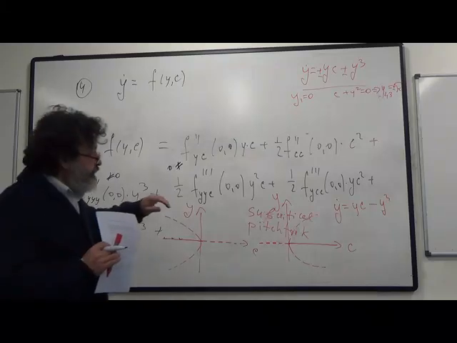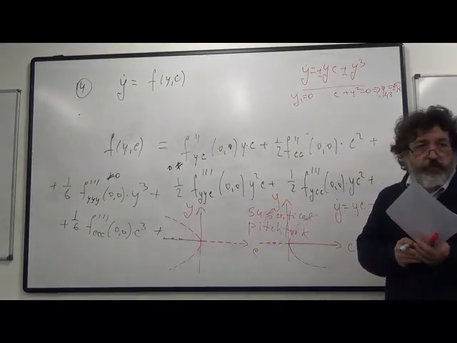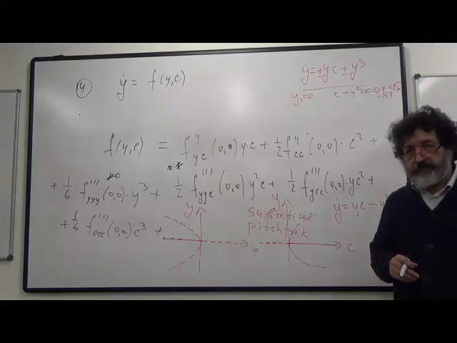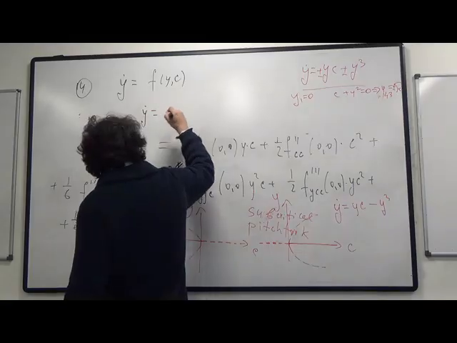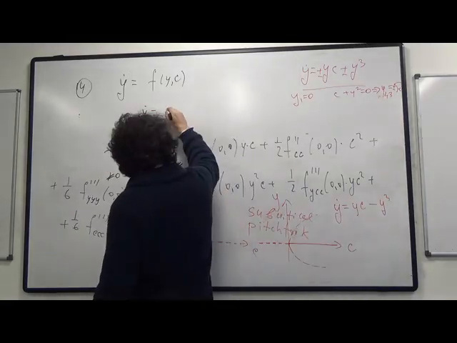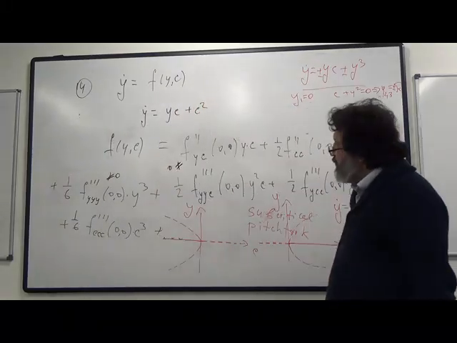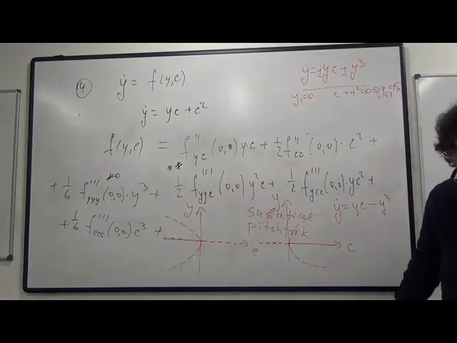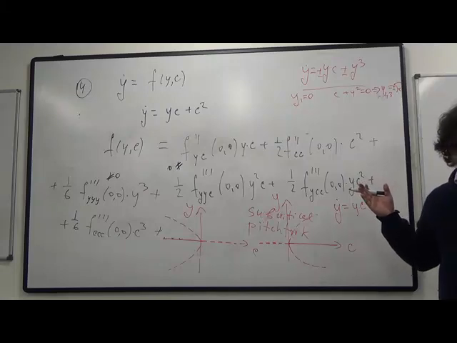Assume, so what the question, I will put it a different way. Why we need cubic terms? Assume we have y dot equal to, let's say this one, whatever it will be, yc plus c squared. Then here we have a problem. What kind of problem we have here?